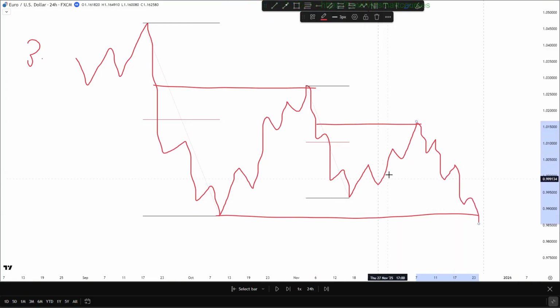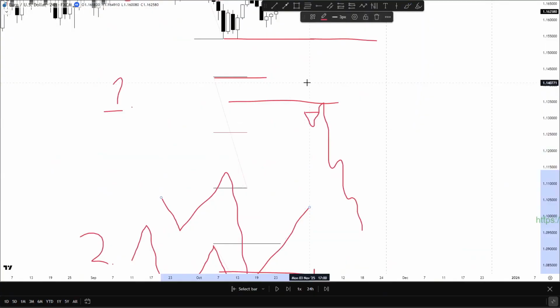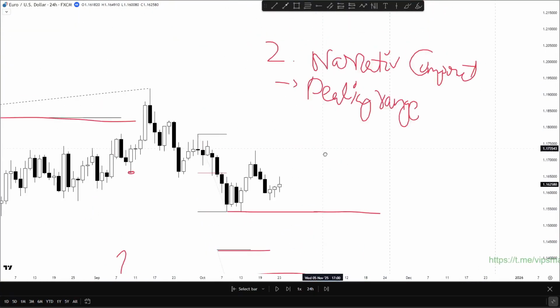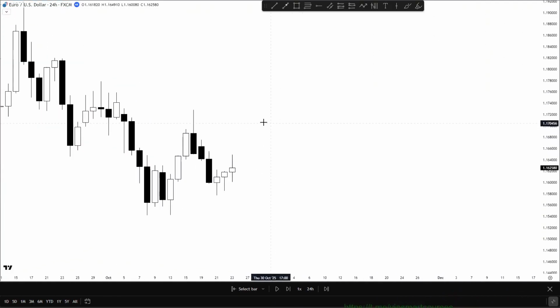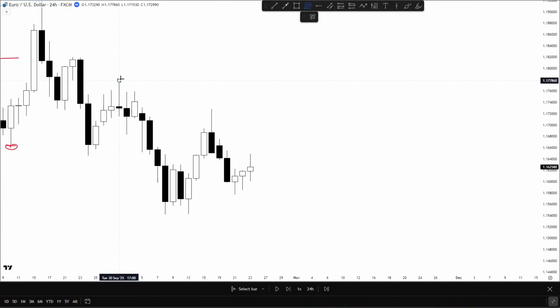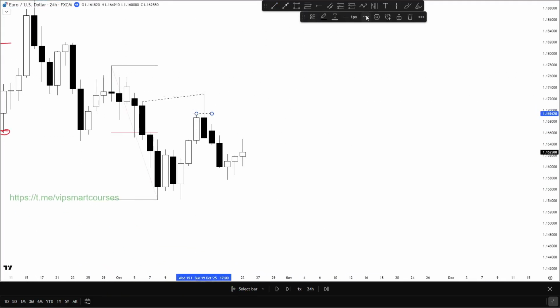In this scenario, we'll expect this macro dealing range to be rebalanced, and once it's rebalanced, then we'll anticipate price to have a bearish range expansion lower. Now let's look at this price action. Let me remove all of this. We have this macro dealing range and we had an SMT divergence. We also tested this premium key level and formed a candle range.